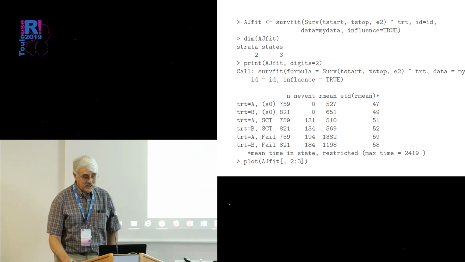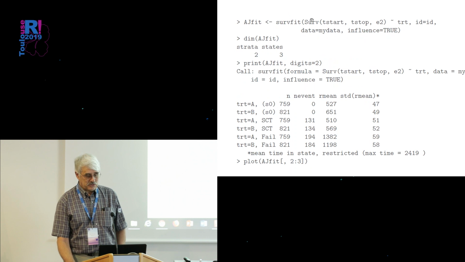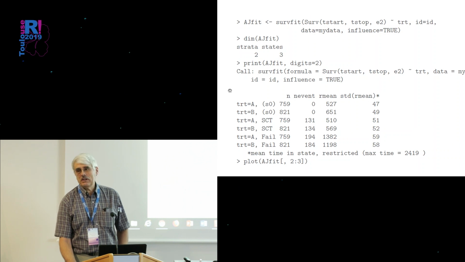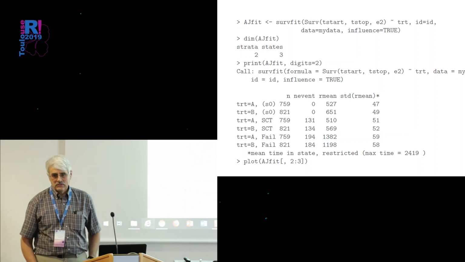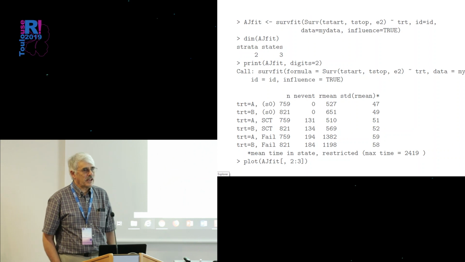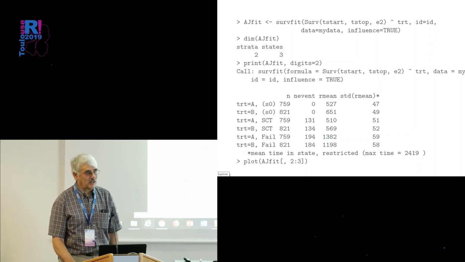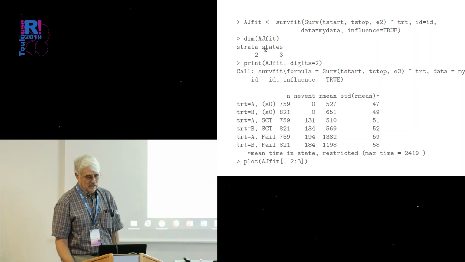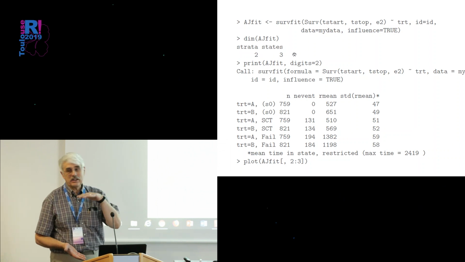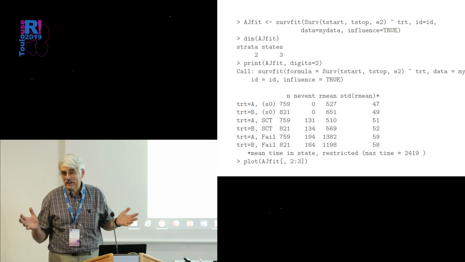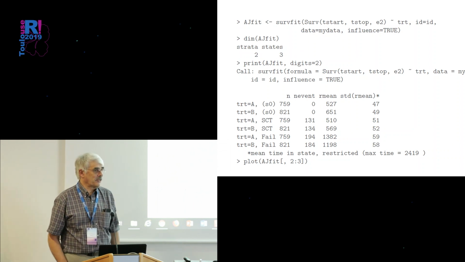Okay, and here's how you fit this. I just run survfit with that data set, ID variable, data equals my data, and this will give me an Aalen-Johansen curve. So it looks just like the thing I used for Kaplan-Meier. Now I get Aalen-Johansen curves, which are full multi-state curves. The dimension of the final thing is 2 by 3. It says there are 2 strata, 2 treatment groups, and 3 outcomes. So it looks like a 2 by 3 object.